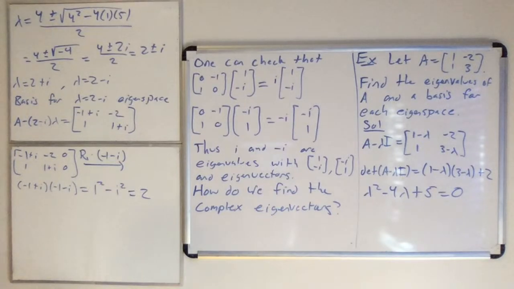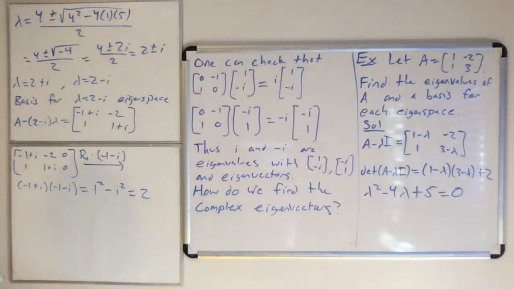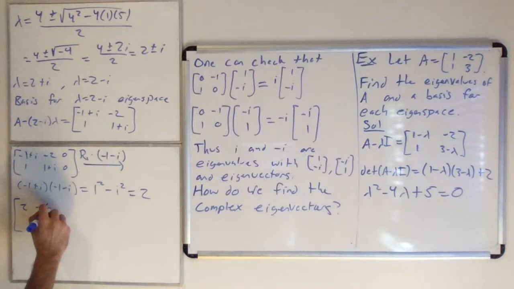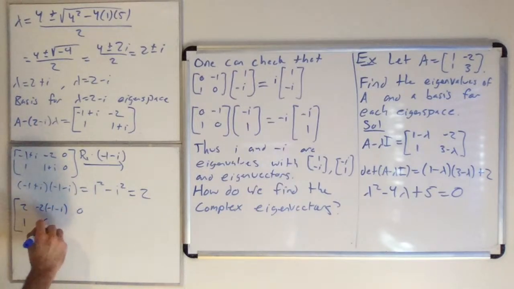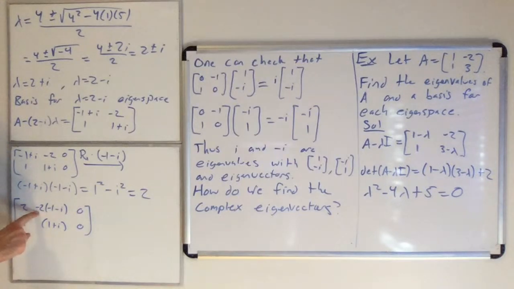So this complex conjugate has this beautiful property that when you multiply a complex number times its complex conjugate, you just get a real number. And so our matrix becomes 2, -2 times -1 minus i, 0, 1, 1 plus i, 0. And I notice this -2, this negative i could factor in.